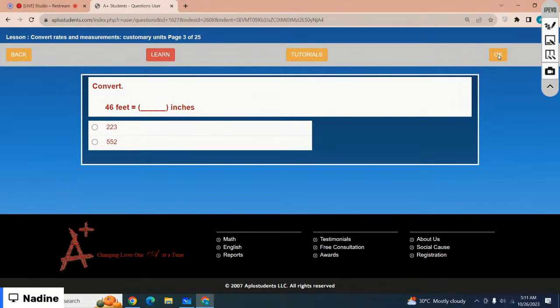Okay, 46 feet equal how many inches? You have to convert from feet to inches. We know that in 1 foot you have 12 inches, right? So you have to multiply 46 times 12. The correct option is 552 inches. 46 feet equal 552 inches.